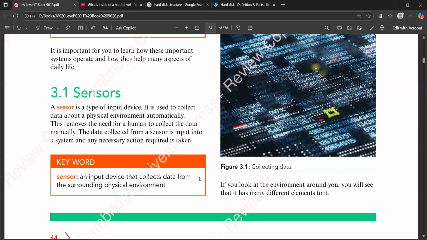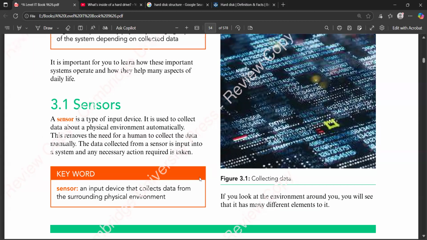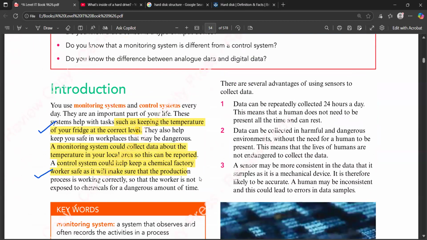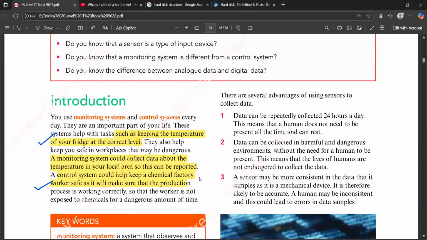So this can remove the need for a human to collect the data manually. Like, you don't need to stay there and collect all the data manually. The data is collected from a sensor and it is input into a system to take any necessary required action. What is a sensor? The basic definition is that this is an input device that collects data from the surrounding physical environment. However, there are several advantages of using a sensor to collect the data.